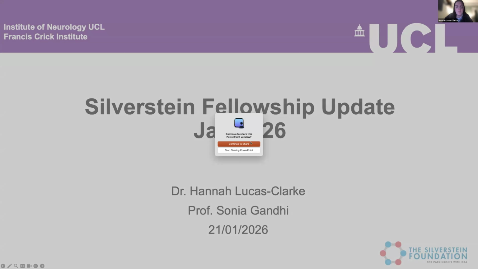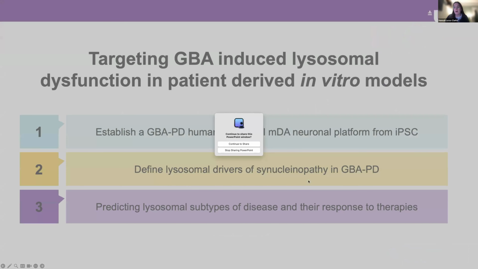So this is just a short update on what's been going on in our lab. I'm in Sonia Gandhi's lab over at the Crick Institute. Just a brief reminder of what my project was. Sorry, can you still see that? It looks a bit weird on mine. Yeah. Okay, cool. My project was trying to look at lysosomal niches in in vitro models and how that's going to affect aggregation of alpha-synuclein.